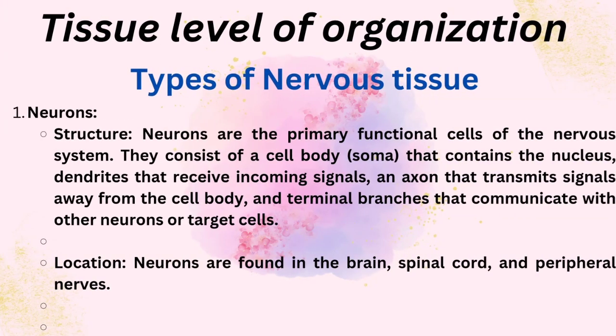Types of nervous tissue. First, neurons. Structure. Neurons are the primary functional cells of the nervous system. They consist of a cell body, soma, that contains the nucleus, dendrites that receive incoming signals, an axon that transmits signals away from the cell body, and terminal branches that communicate with other neurons or target cells. Location. Neurons are found in the brain, spinal cord, and peripheral nerves.